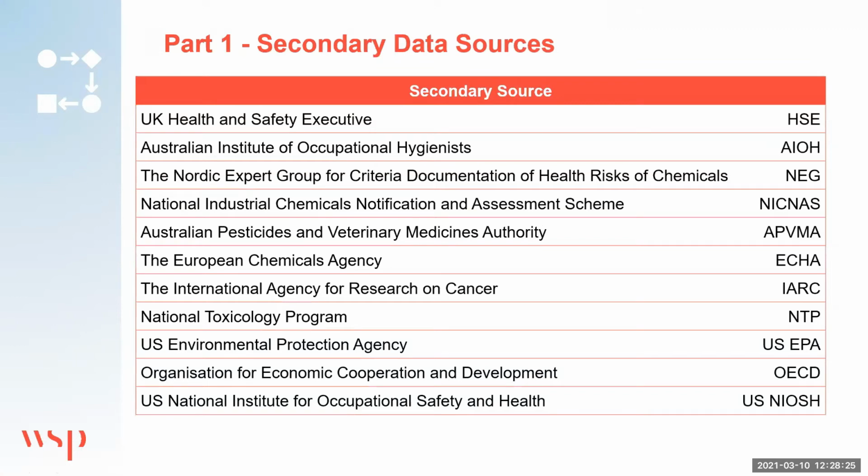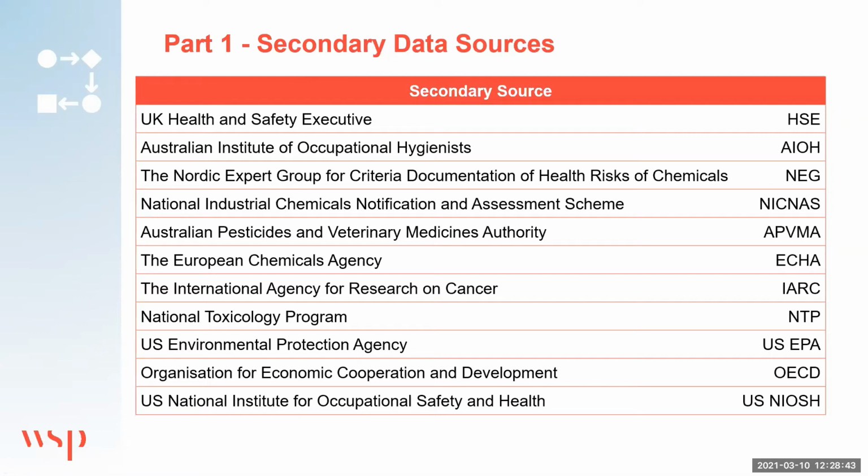These are the secondary sources. These were used where there were significant data gaps, or when we used a weight of evidence approach due to uncertainty in the primary sources. So we had these secondary sources.